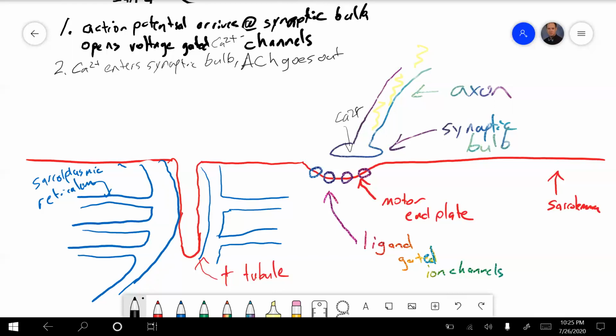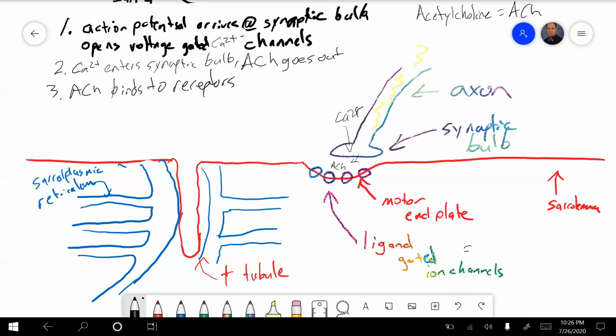So calcium that was on the outside goes in. That's a positive. Calcium goes in. And when calcium goes in, a neurotransmitter goes out. Our neurotransmitter here is acetylcholine, or ACh. So acetylcholine goes out. Now, acetylcholine binds to receptors.